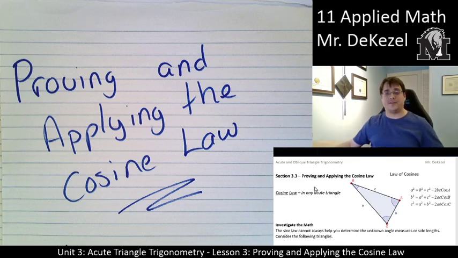This is lesson 3 of the third unit. It's titled Proving and Applying the Cosine Law. And you might do a little double take. I thought we were doing the sine law, which we did. We did the sine law in section 3.2. And now we're moving into the cosine law.